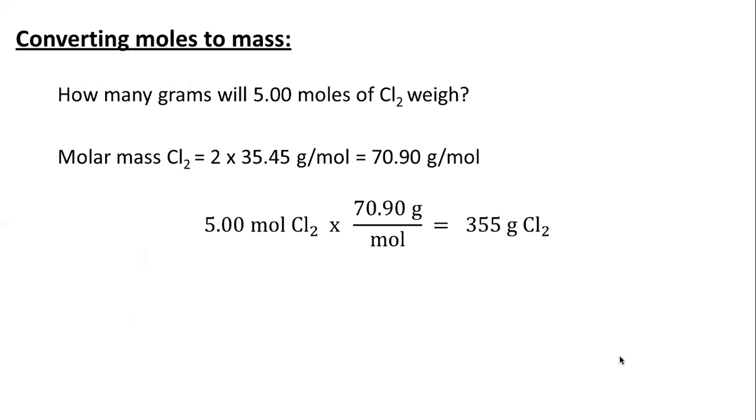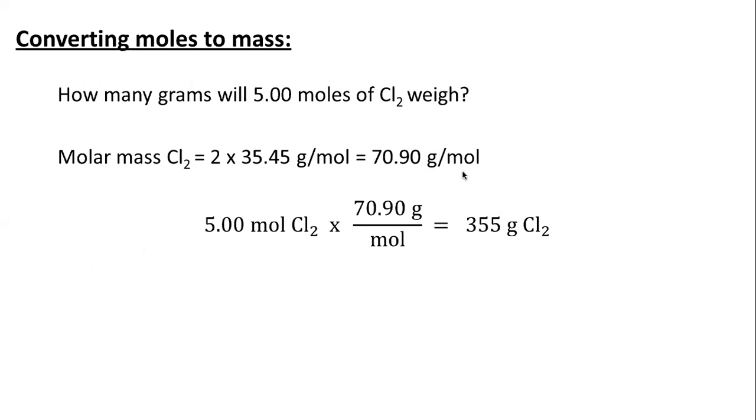So how about we convert from moles to mass? How many grams will 5.00 moles of chlorine weigh? We know that the molar mass from the periodic table is 2, because we have this subscript here, times 35.45 grams per mole. This value is found directly on the periodic table, and that equals 70.90 grams per mole.